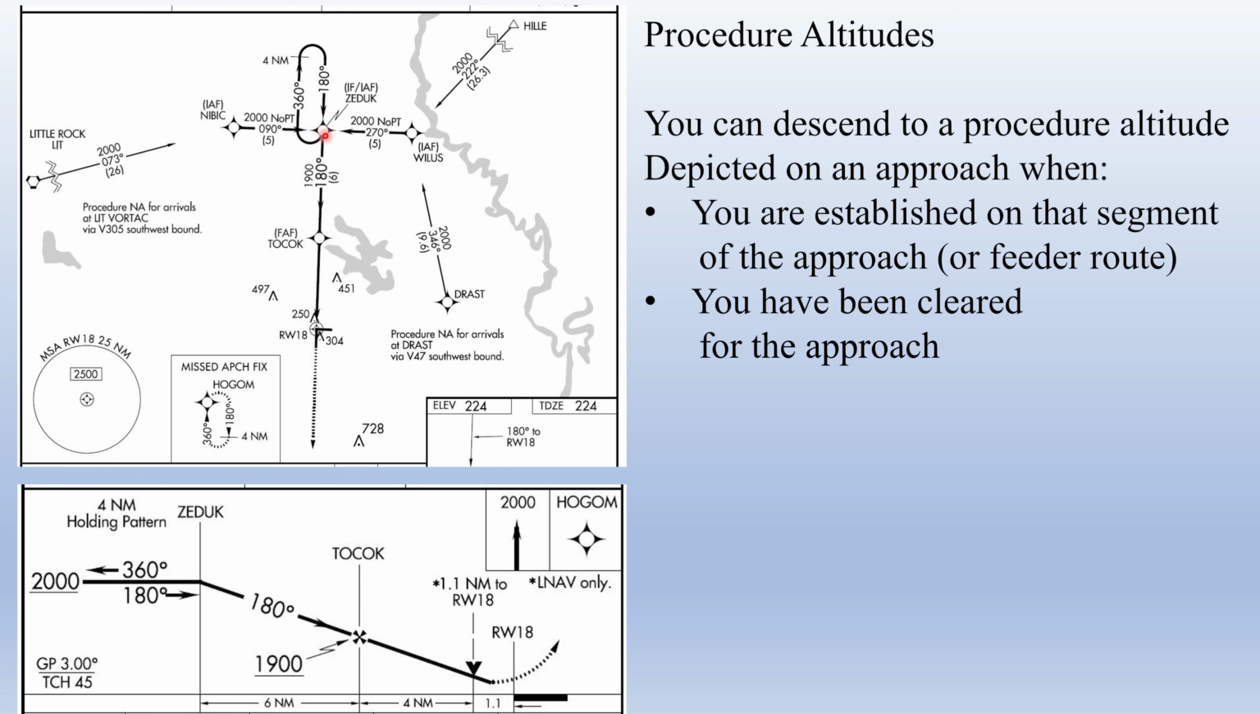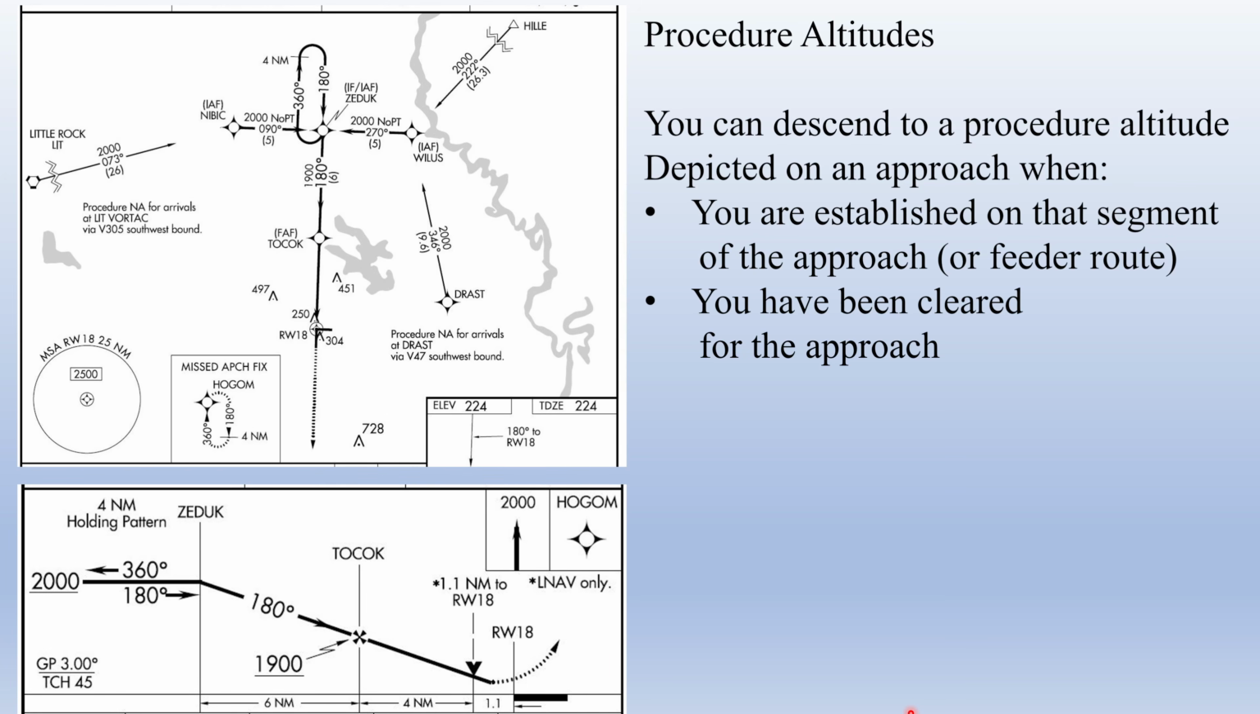Once I'm established on that segment, the procedure altitude here is 1,900 feet. I am cleared for the approach, so I can go ahead and go down to 1,900 feet. I'll maintain that 1,900 feet until I reach Tukok, which is our final approach fix, or if I'm flying this as an LPV approach or an LNAV/VNAV approach, until I intercept the glide path. And at that point, I can descend down to my DA or my MDA.